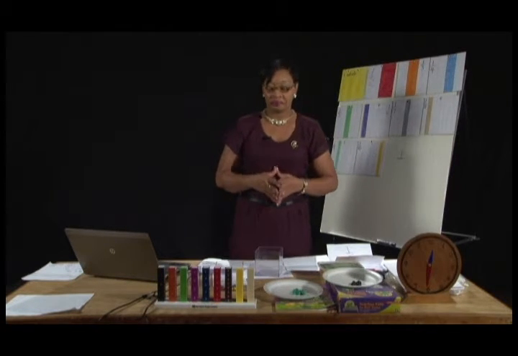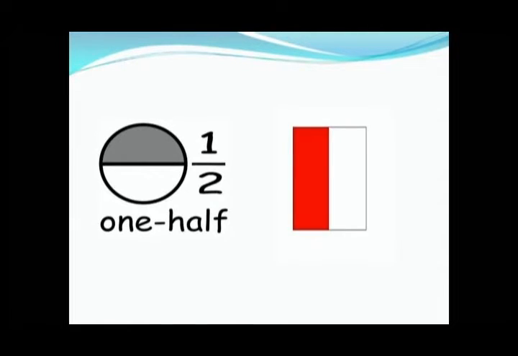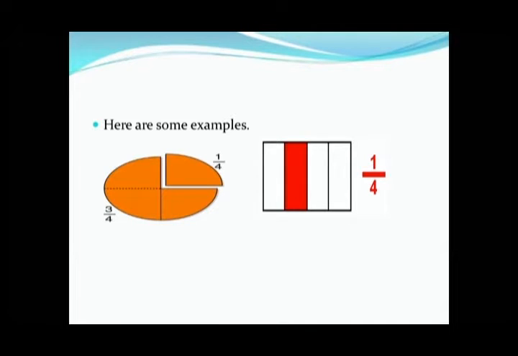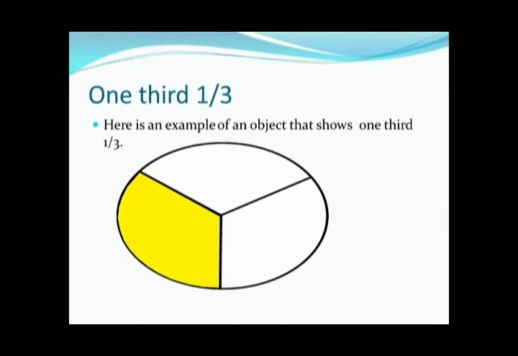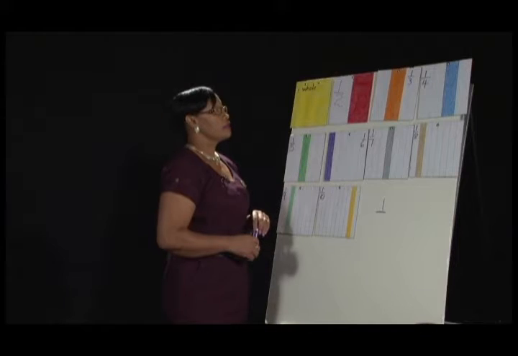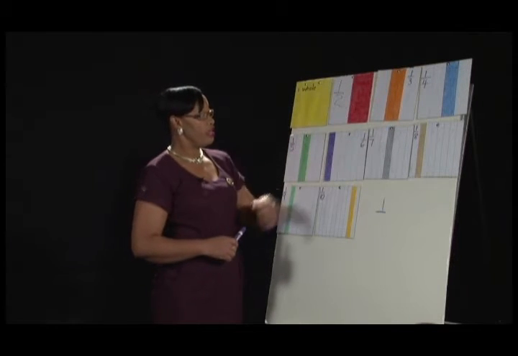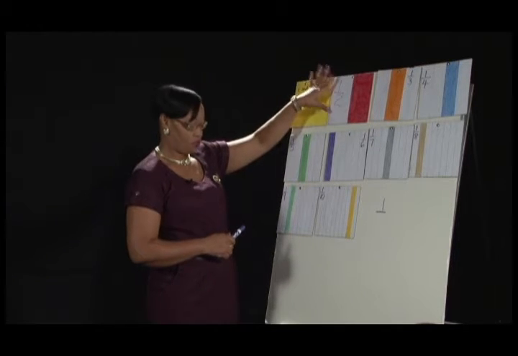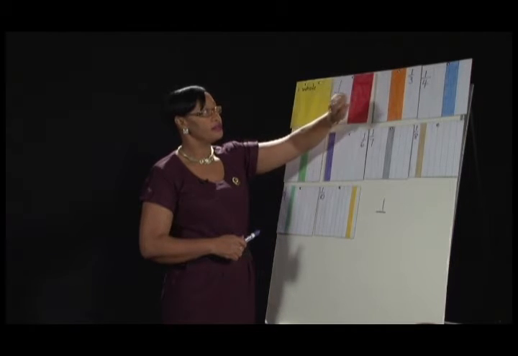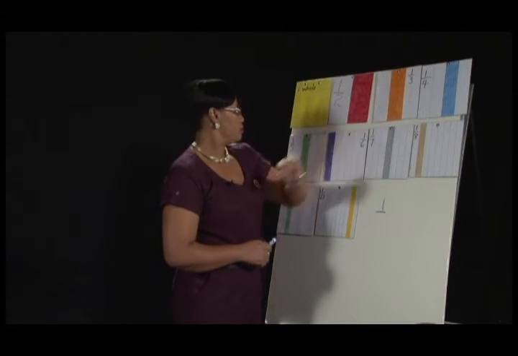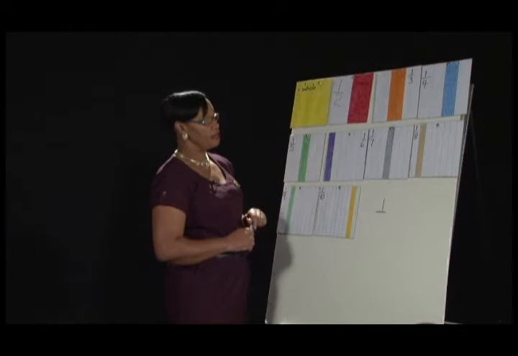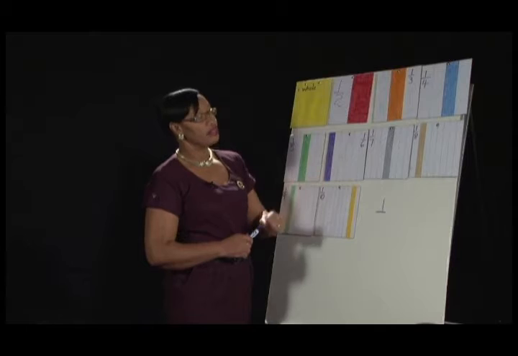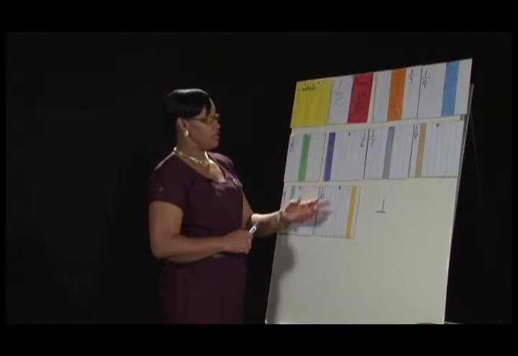There we have them. Let us now look at some examples. This represents a half. Here we have two examples showing quarters, and this represents an example of a third. Let's examine these fractions over here. This represents a half. Over here we have 1/3. This shows a quarter. Over here 1/5 is shaded, 1/6, 1/7, 1/8, 1/9, and 1/10.